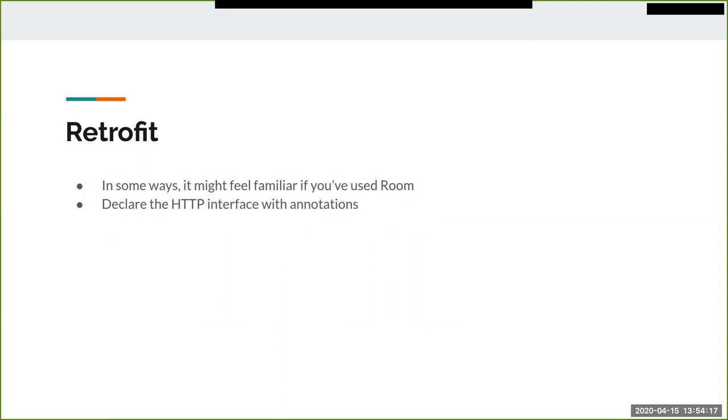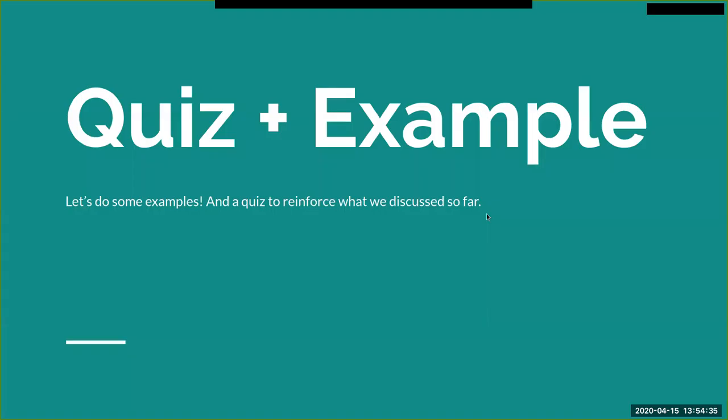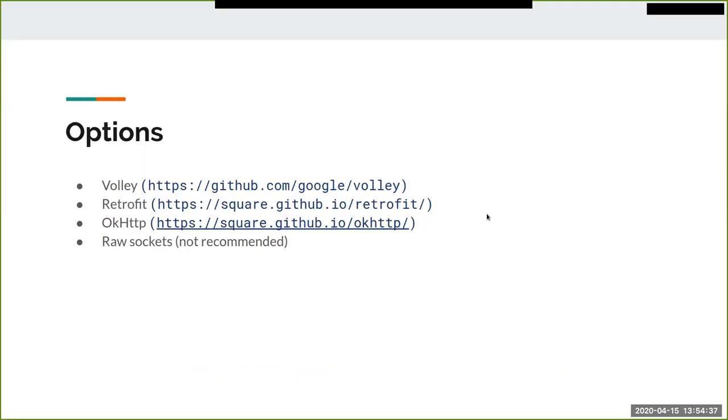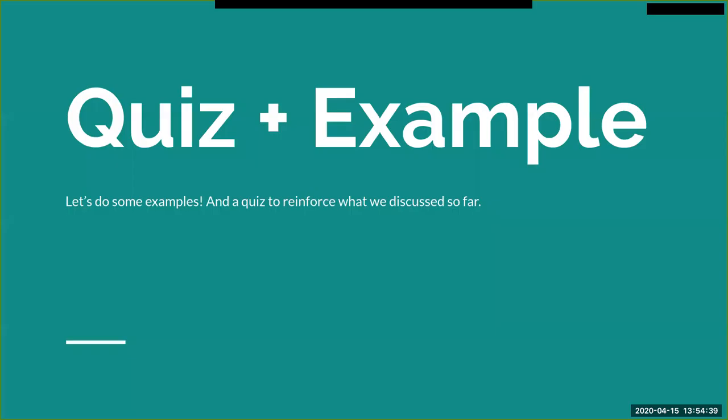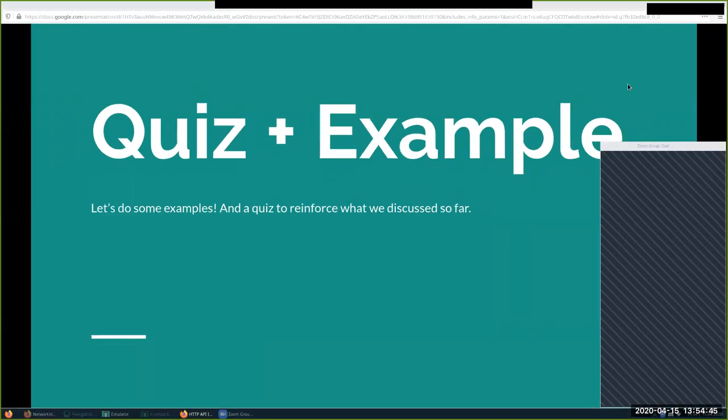In some ways, the way you use Retrofit will be familiar if you used Room. I'll explain that when I go through the example, but a lot of the code you write for it will be familiar if you've used Room, because you declare HTTP interfaces with annotations like you would do in Room. So that's basically the short version. The rest of it comes in the example.